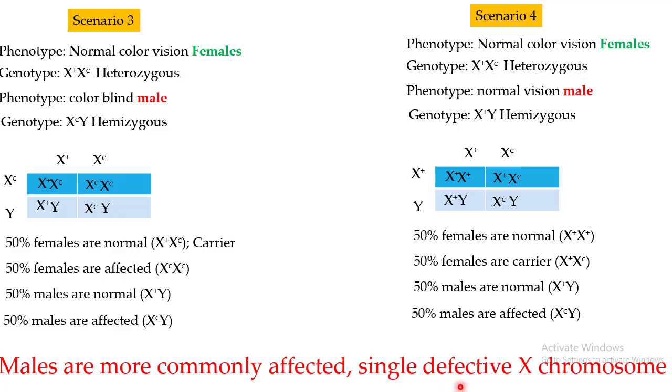If they are getting a single defective X chromosome, they are going to be colorblind. But if the females are getting a single defective X chromosome and their other X chromosome is normal, they are going to be phenotypically normal, and they are going to be carriers for the X-linked color blindness. So technically they are not colorblind. So we will continue the discussion in the next video on the X-linked color blindness.